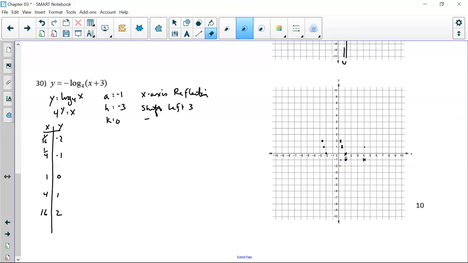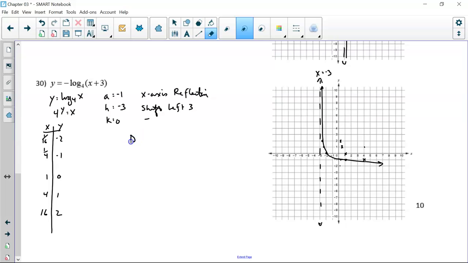Now, not only did we move all of our points to the left 3, we also moved our vertical asymptote as well to x equals -3. And there's our graph.